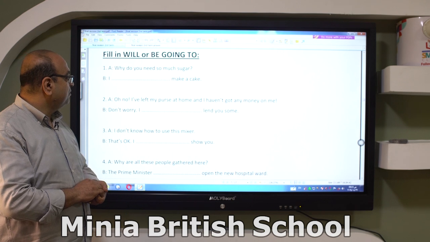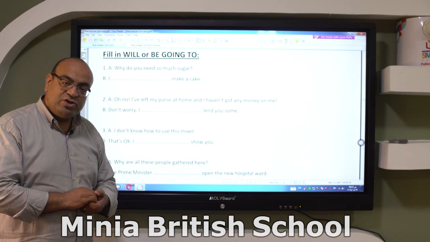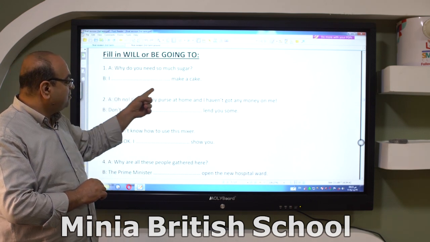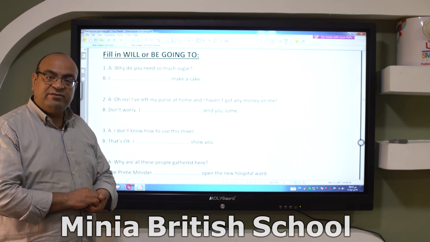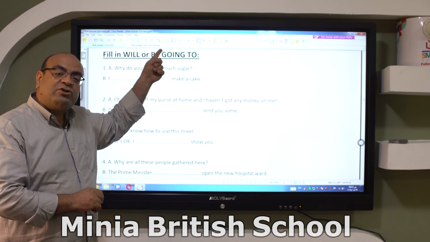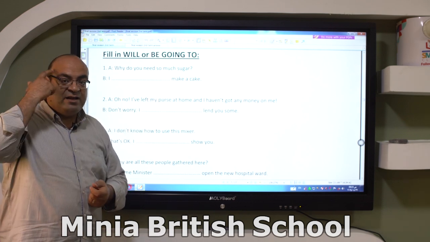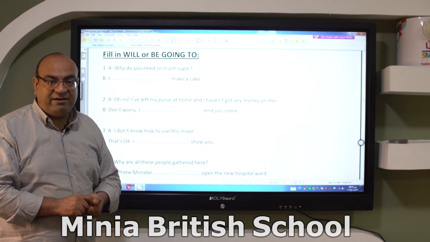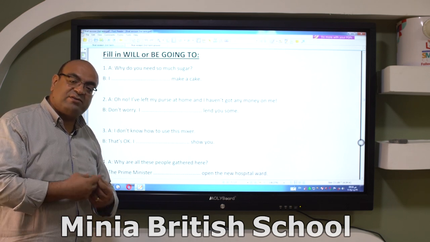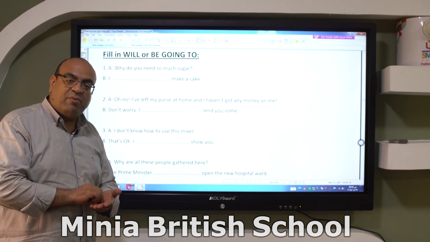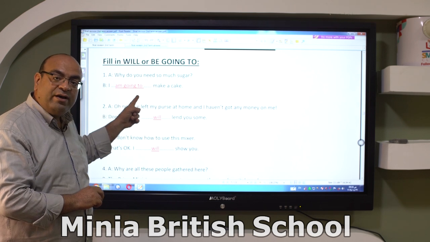So the first sentence: why do you need so much sugar? I'm going to make a cake. I will make a cake, or I'm going to make a cake. If I collect much sugar for making such a cake, so definitely I have an intention for this. I must have the plan and express it by saying I am going to.